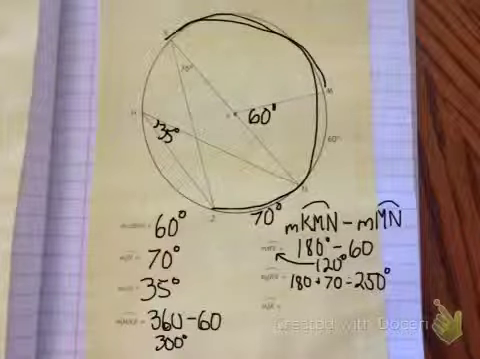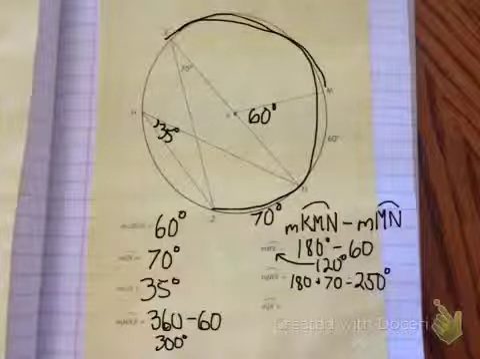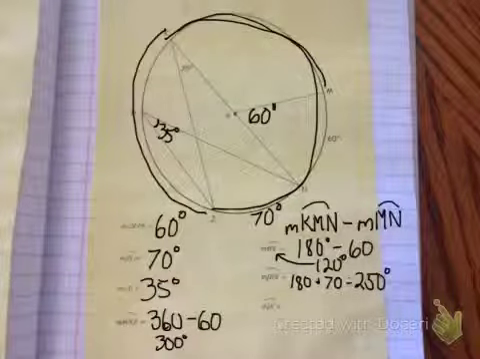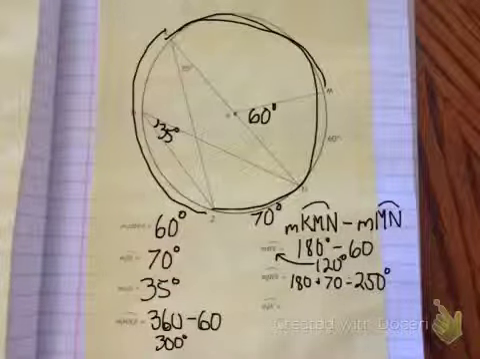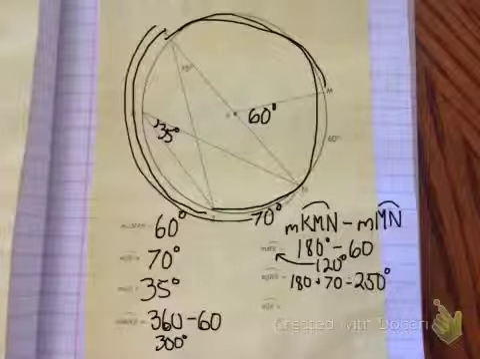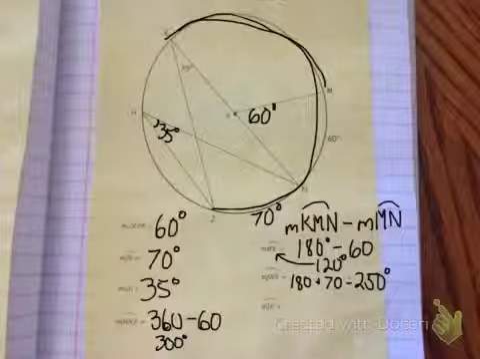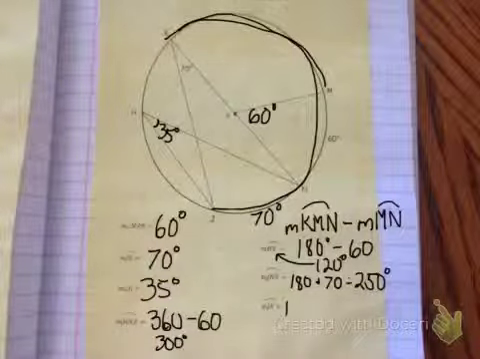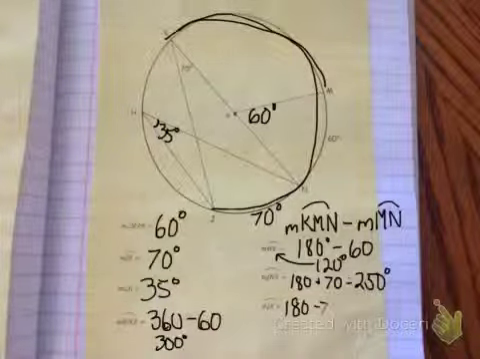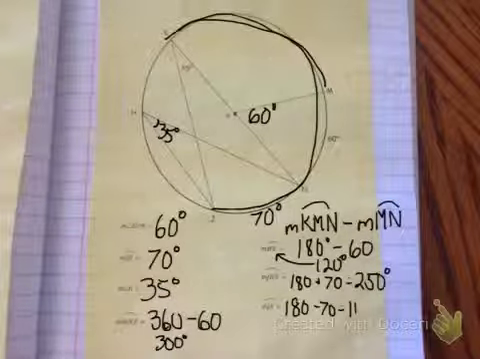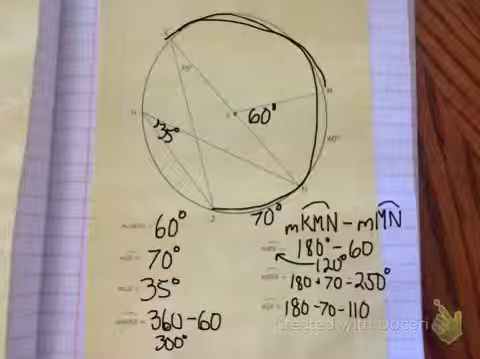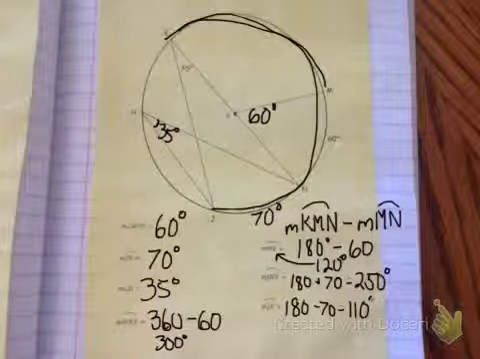What about the measure of arc JK? This time we're going to go this direction. Well, we know that this is 180 degrees, so I could just do 180 and subtract the 70, and I get 110 degrees.